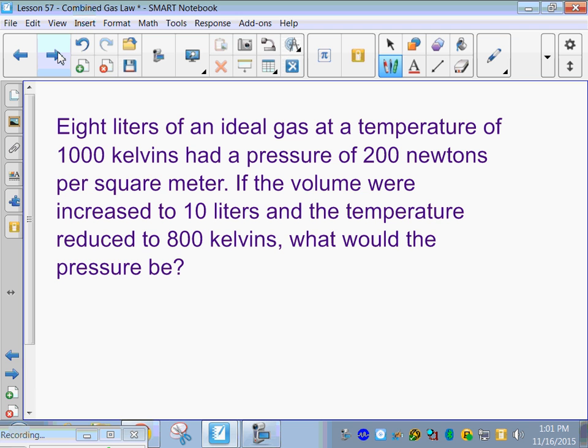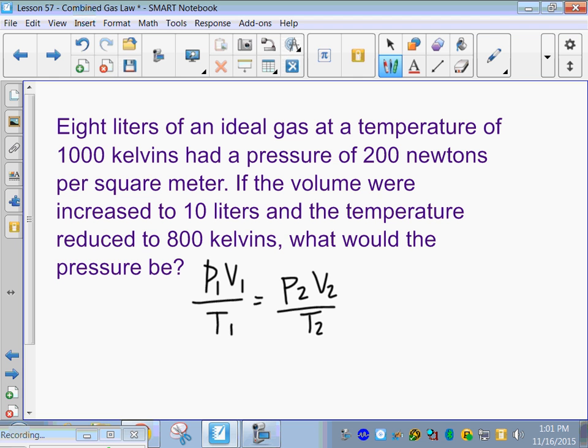Okay, let's try one. 8 liters of an ideal gas at a temperature of 1,000 kelvins had a pressure of 200 newtons per square meter. If the volume were increased to 10 liters and the temperature reduced to 800 kelvins, what would the pressure be? So really all we have to do is go through these word problems, label what we have, plug into our equation, solve it, and bam, we have our answer. So we always want to start with the equation, P1V1 over T1 equals P2V2 over T2.